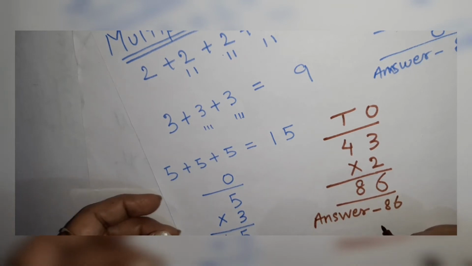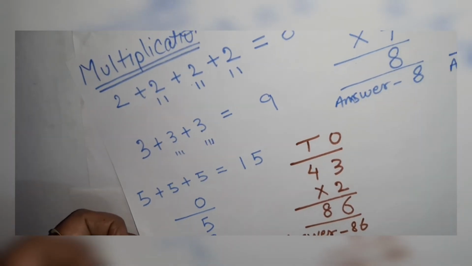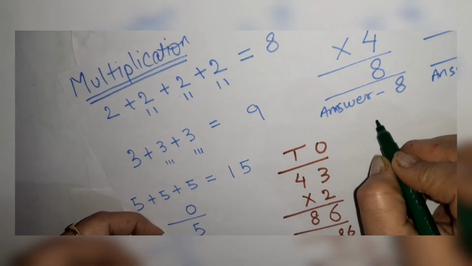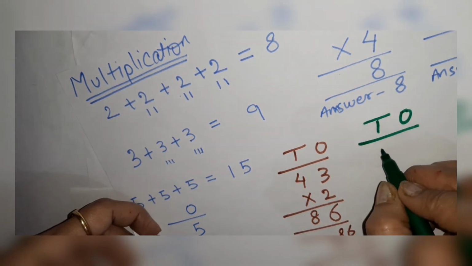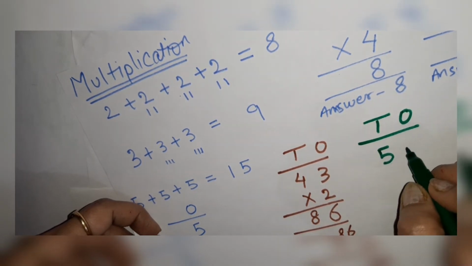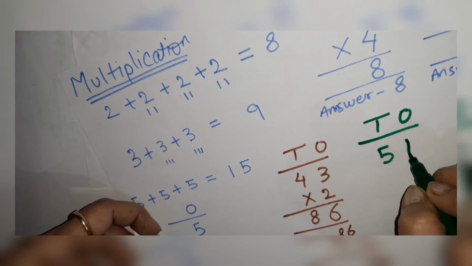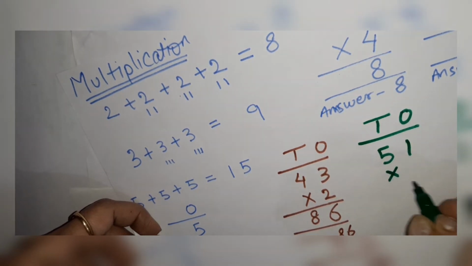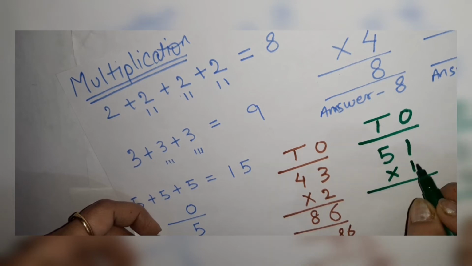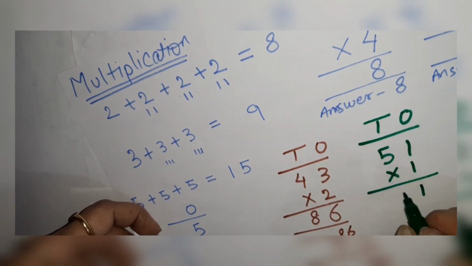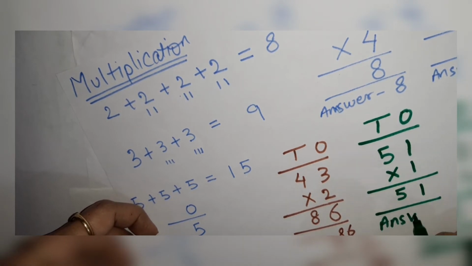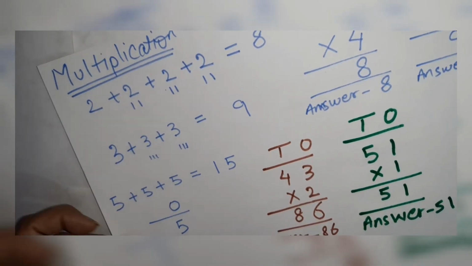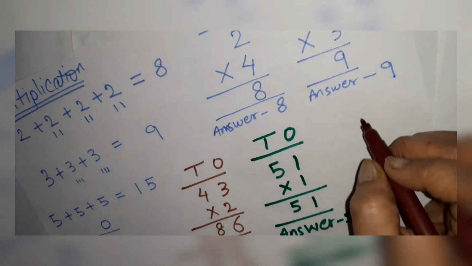The answer is 86. Okay. Now again I write, suppose I am writing the units, always you write. I write 51, and here also I take 1. So one 1 is 1, one 5 is 5. The answer is 51.